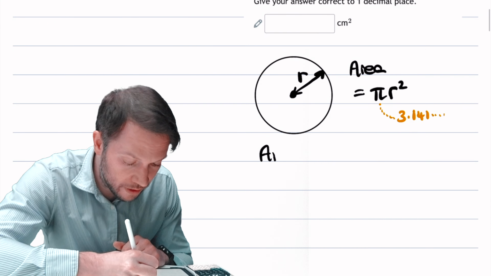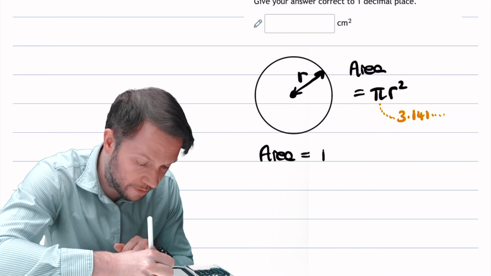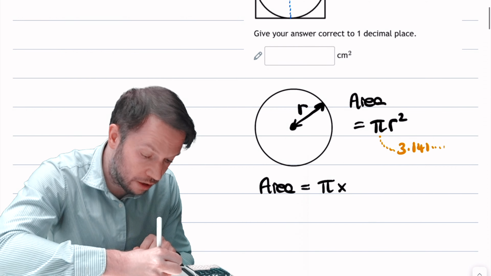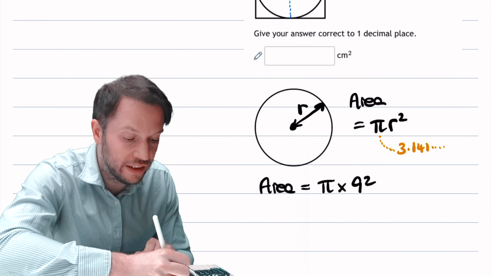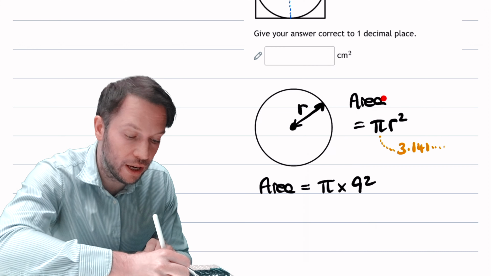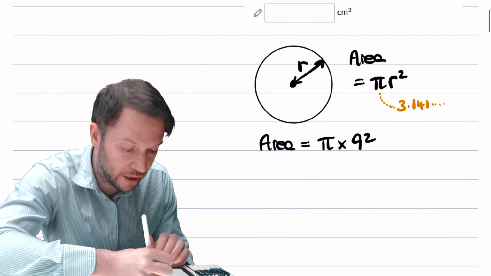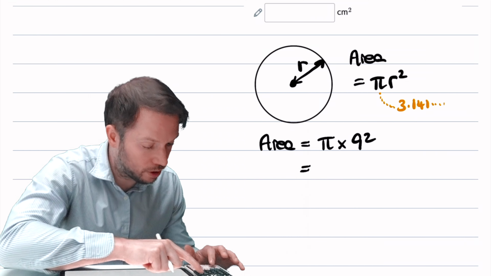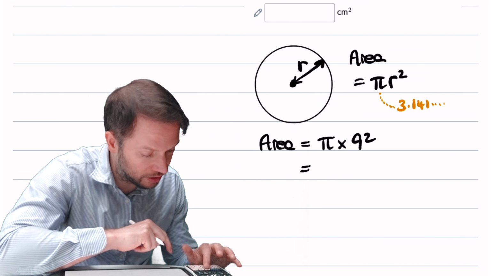So the area will be equal to pi multiplied by the radius squared, so 9 squared. Remember, in algebra, when you have things next to each other like this, it means you multiply them together. So it means pi multiplied by r squared. So we've got pi multiplied by 9 squared.